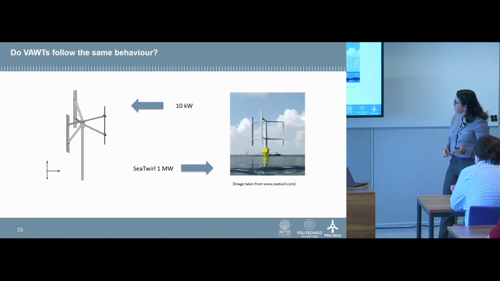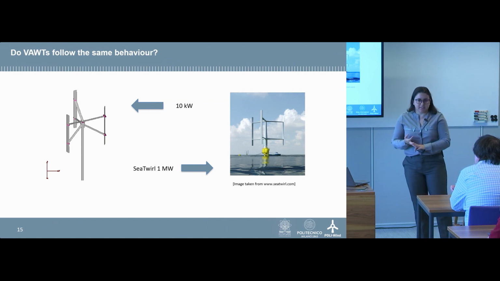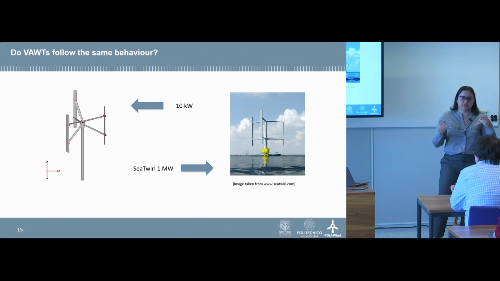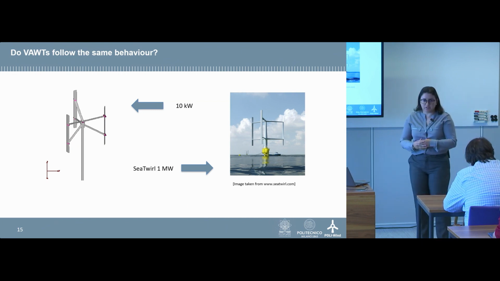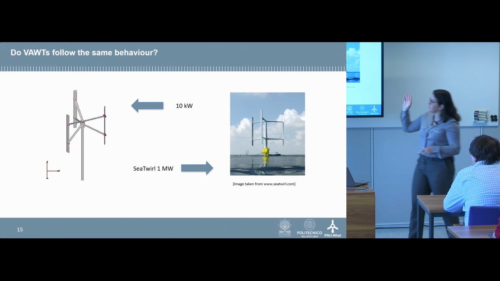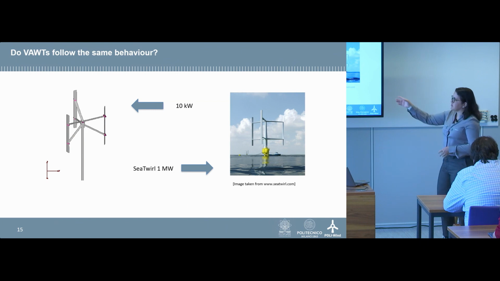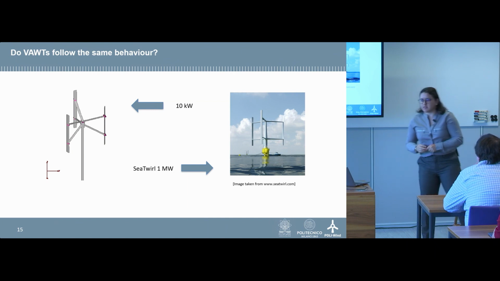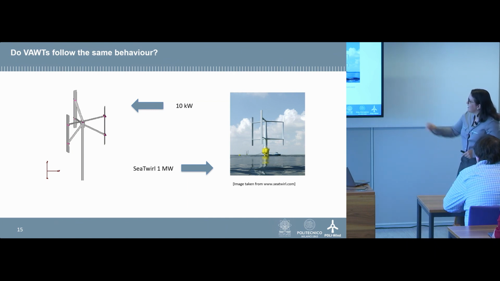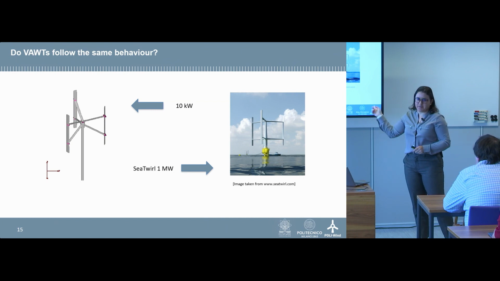So let's go back. Now we've seen 3 cases of horizontal axis turbines for 2 motions, and now I want to know, do vertical axis wind turbines show the same behavior? For this case, I've chosen 2 VAWTs so far. The first one is a 10 kilowatt wind turbine, whose blades were developed in CartFlow, where I did my secondment, so I have the data for that. And the other one is the CTRL 1 megawatt model.